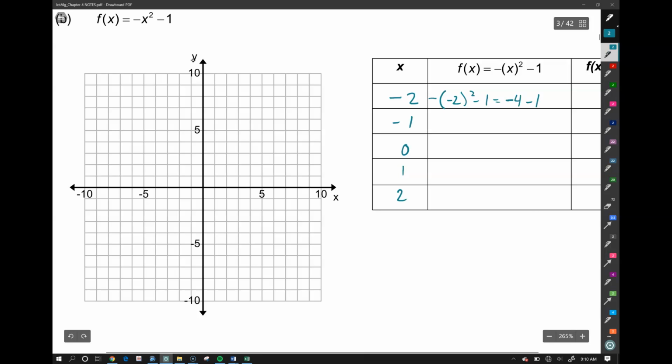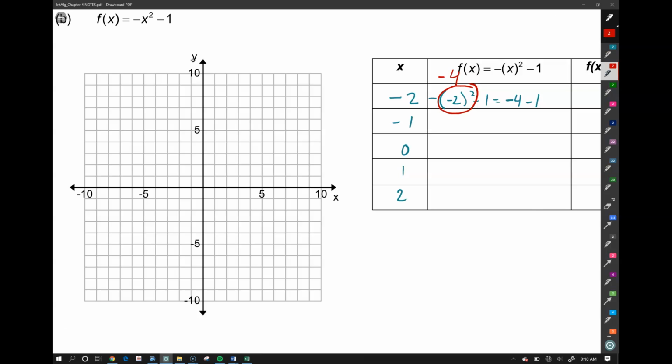Wait, why is it -4? I thought a negative times a negative is a positive. There's a negative on the outside. Exactly. So notice before when I was doing negative 2 squared, I was doing negative 2 times negative 2. I'm still doing that, right? So this portion right here goes to positive 4, but there's a negative on the outside.